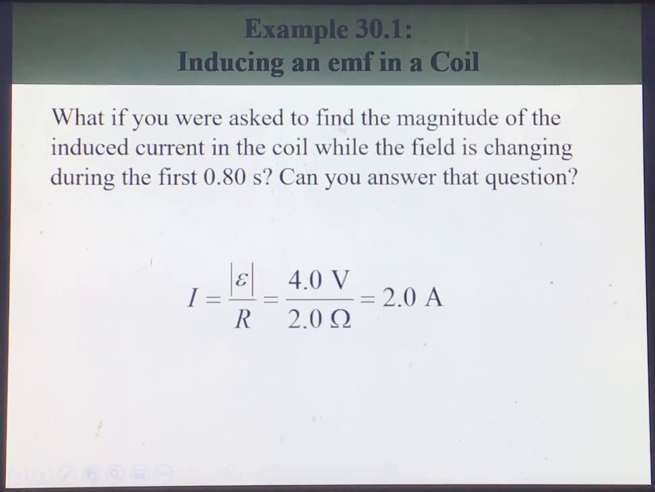Now, what if you were asked to find the magnitude of the induced current in the coil while the field is changing during the first 0.8 seconds? Can you answer that question? Yes. We can calculate the current. If we know the total resistance of the wire, which in this case is 2.0 ohms, then the current that is going to flow in the wire is given by the EMF over the resistance, which is 2.0 amps. This is just Ohm's law. Notice that we're just calculating the magnitude of the current, so we're not saying anything yet about the direction of the current.